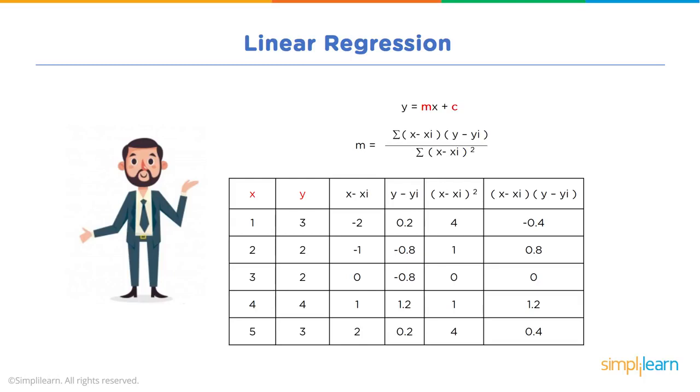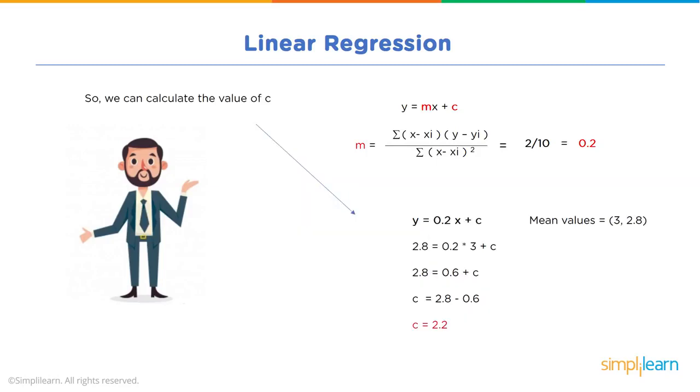You can guess the next step is to sum the different columns for the answers we need. We get a total of 10 for (x minus x mean) squared and a total of 2 for (x minus x mean) times (y minus y mean). When we plug those in, we get 2/10, which equals 0.2. So now we know the slope of our line equals 0.2.